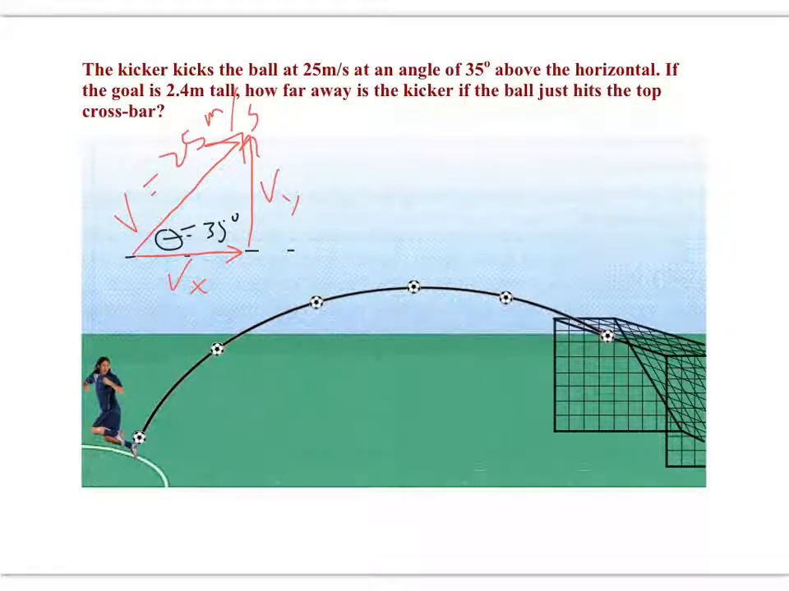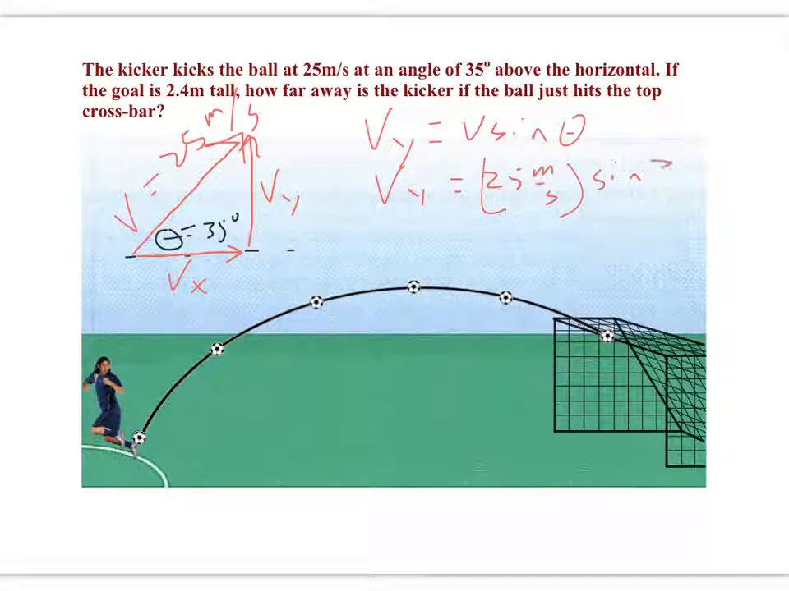For Vy, if I think about the SOHCAHTOA triangle, the v, the 25 meters per second, that would be the hypotenuse. Given where the angle is, the Vy would be the opposite. So the trig function that relates v and Vy is the sine function. So I say Vy equals v times sine of theta. Vy equals 25 meters per second times sine of 35 degrees.